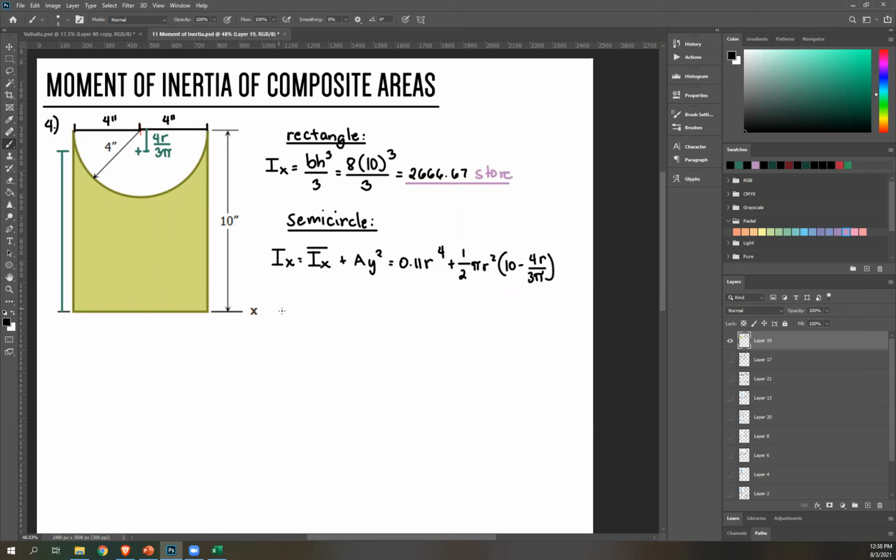Now let's just sub in our values. So 0.11, radius is 4, raised to 4, plus 1/2 pi r squared times 10 minus 4 times 4 over 3 pi. Please solve. What's the answer?